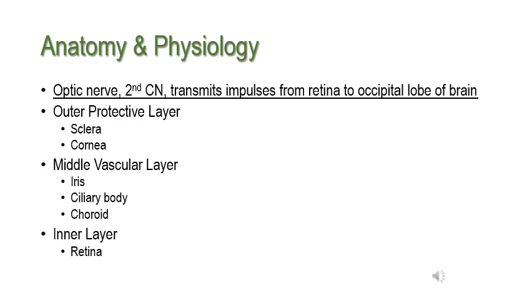The inner layer then is the retina, and the retina is that thin transparent layer containing both rods and cones, responsible for vision in dim light or dark, which is the rods, and perception of fine details and brighter images, which is the cones.